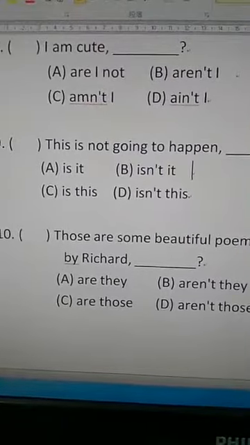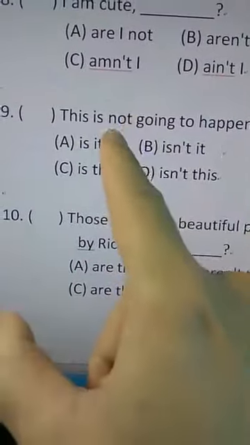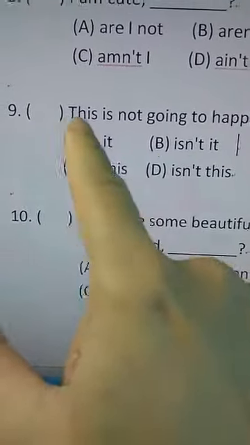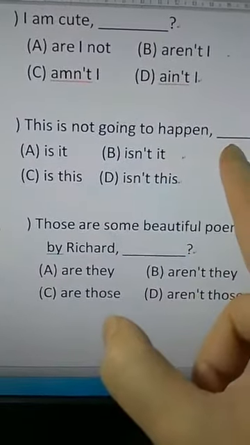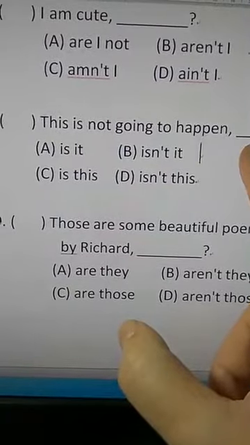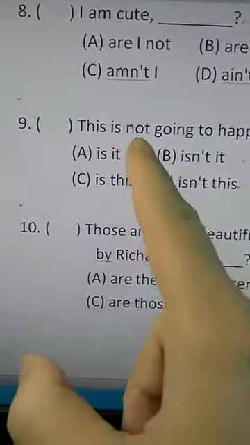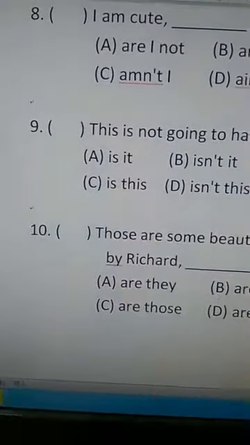Let me make sure the main sentence first. The main sentence is a negative sentence, right? Because I see a not here. So when the main sentence is a negative sentence, we use the positive one as a tag question. So we cross out B, we cross out D. We only have to choose A or C.